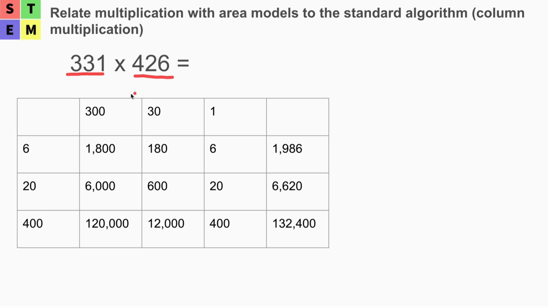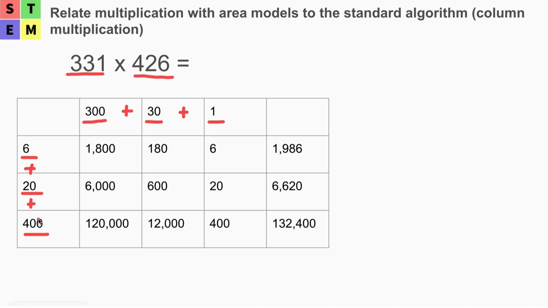Okay, so 331 we can write as 300 plus 30 plus 1. And 426 we can write as 400 plus 20 plus 6, or 6 plus 20 plus 400. They're exactly the same.